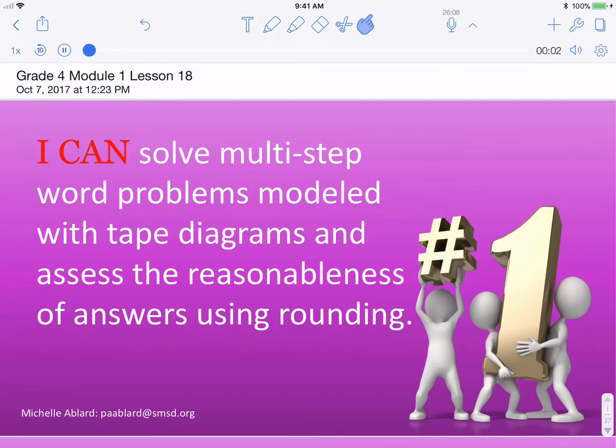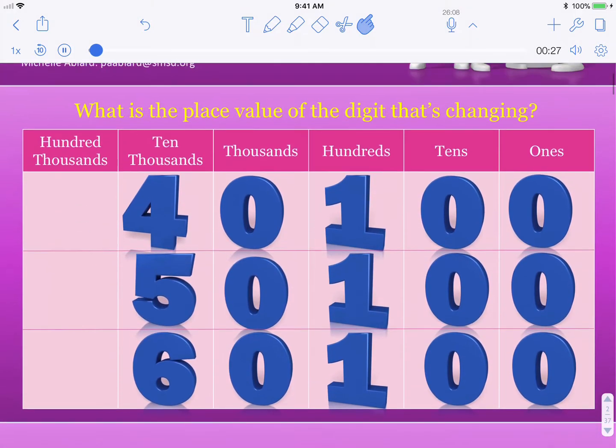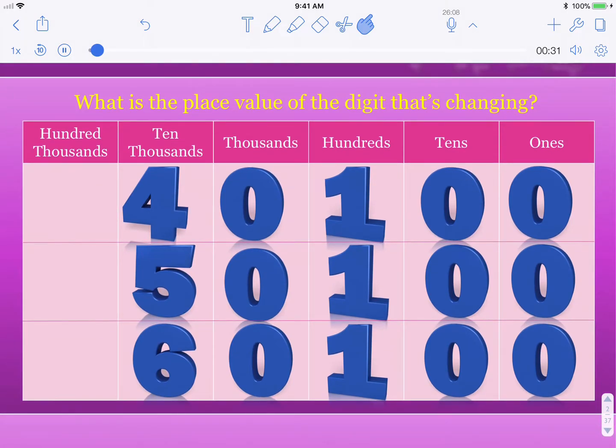Okay, I can solve multi-step word problems modeled with tape diagrams and assess the reasonableness of answers using rounding. So we're going to round our answers today. We're going to round our numbers and we're going to compare them to the actual standard algorithm that we use to solve the problems. Okay? So let's start with a little bit of a review.